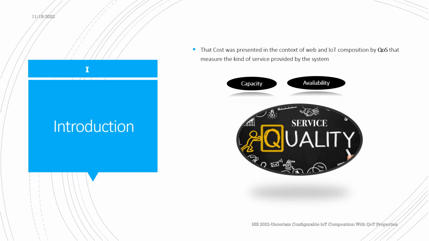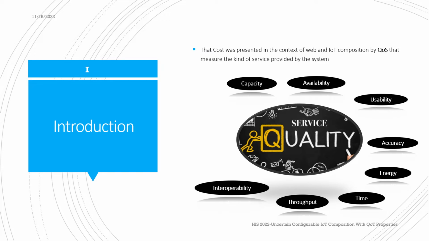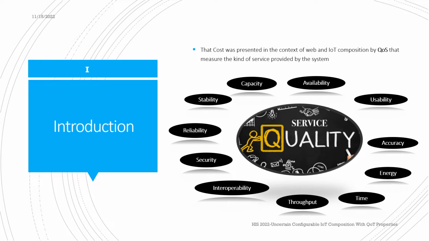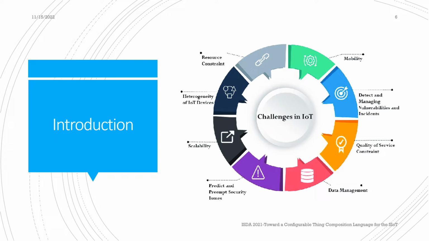That cost was presented in the context of web and IoT composition by QoS that measure the kind of service provided by the system, such as availability, usability, accuracy, energy, time, throughput, interoperability, security, reliability, stability, and capacity. However, things are not implemented with QoS or exposed as services in the context of IoT. So let's consider the challenges in IoT, especially that the quality of service constraint is not suitable for the IoT context, and we couldn't represent quality thanks to QoS.